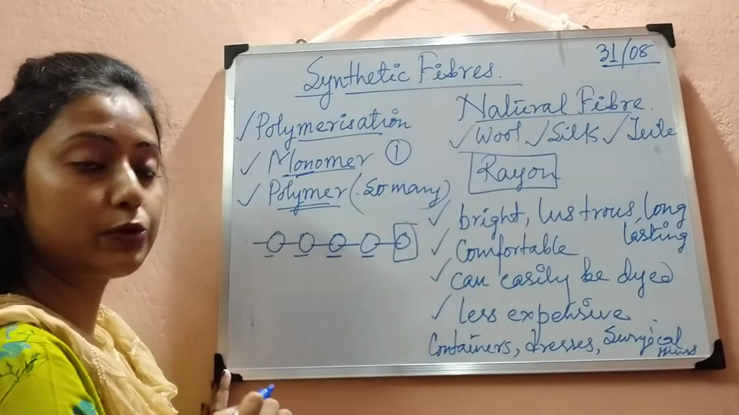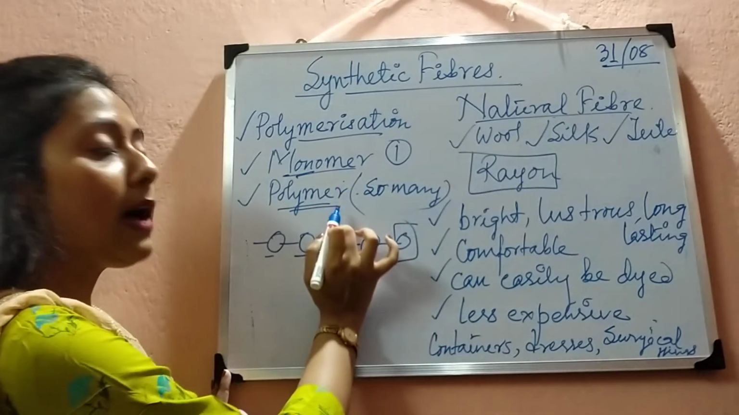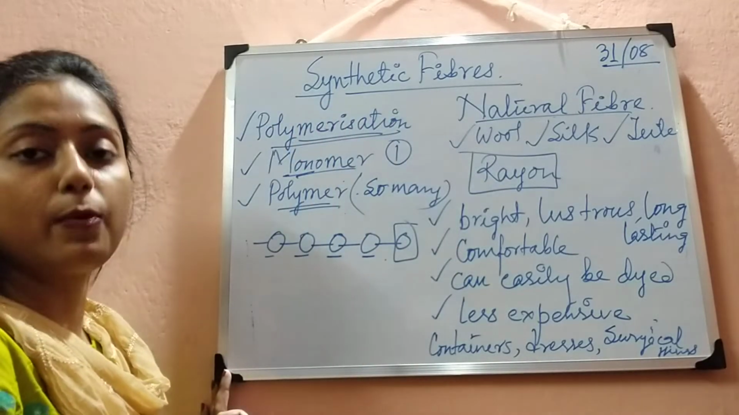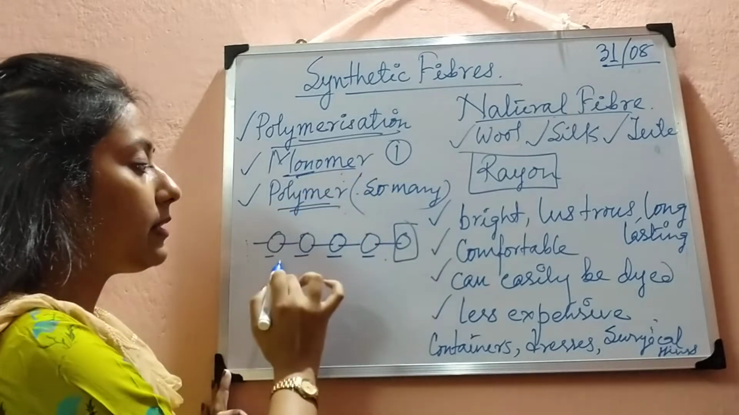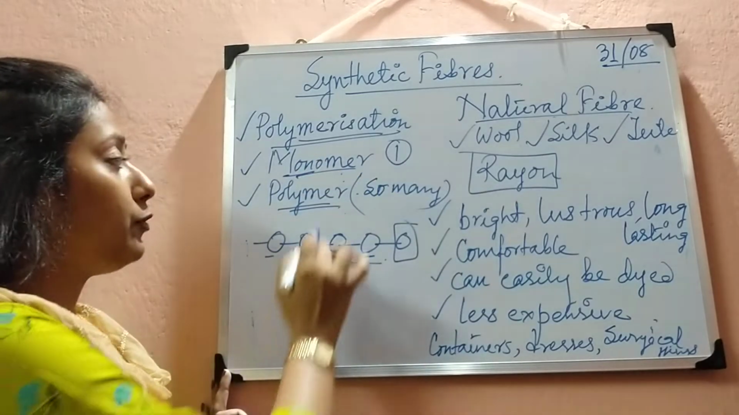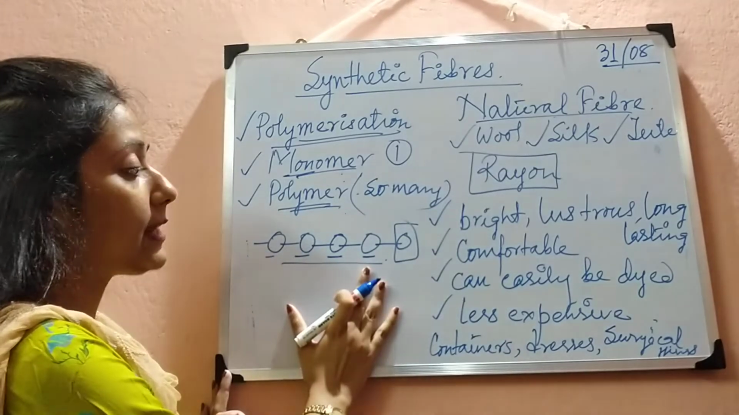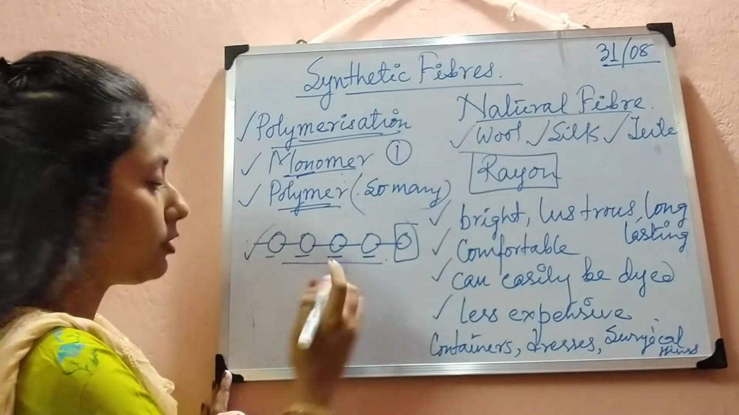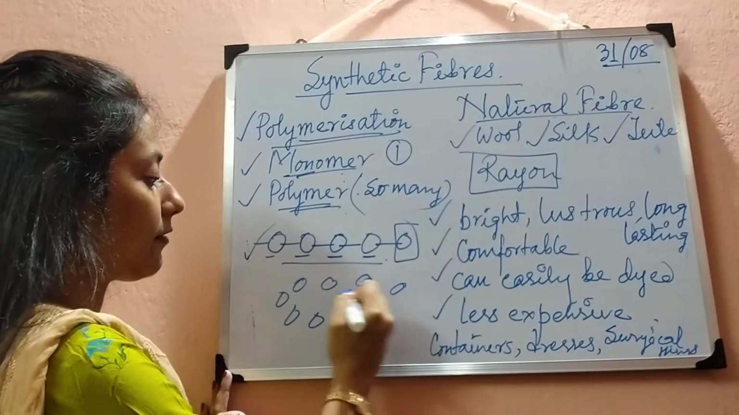And the process through which monomers are attached in a fashion to make a polymer is called polymerization. So polymerization is basically a process through which monomers are attached together to form a polymer. Okay. Monomers can be attached in a linear fashion, that means in a straight line, or in a random cross-linked or zigzag fashion.